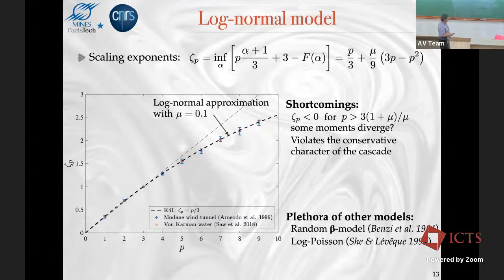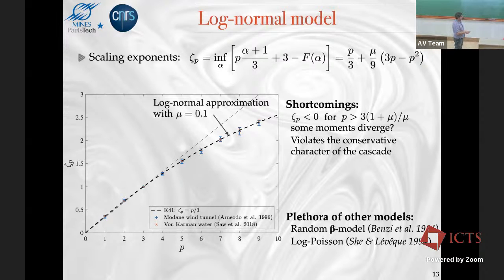The first problem is that when you see this formula, if you go to p to infinity, you see that the exponents are becoming negative. The dominant term would be this minus p squared. So actually, all the zeta p's are becoming negative for p bigger than this value. Having negative exponents is not possible, because it would mean that when you go downscale, your moments are increasing instead of decreasing, which means that certainly some moments are diverging.